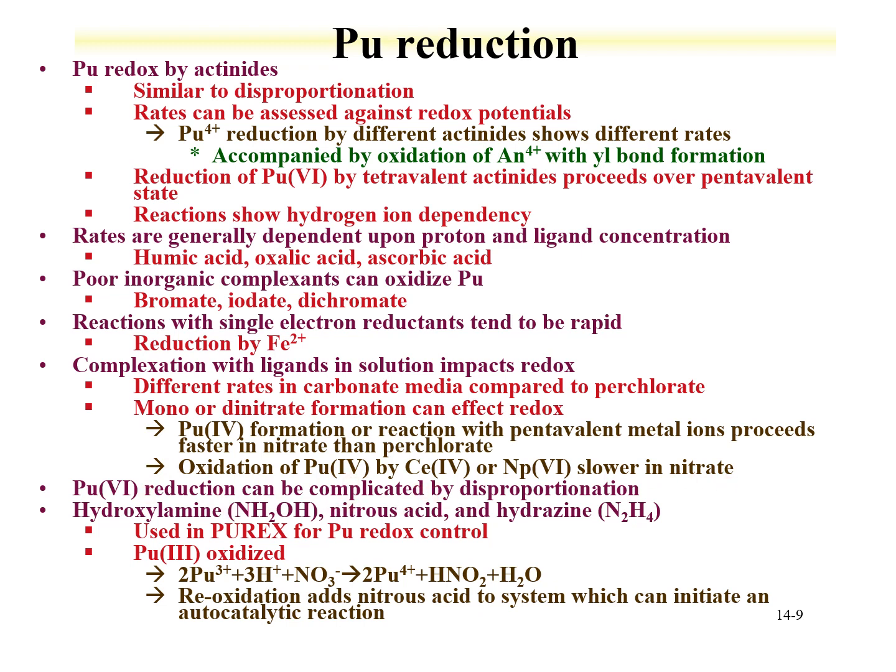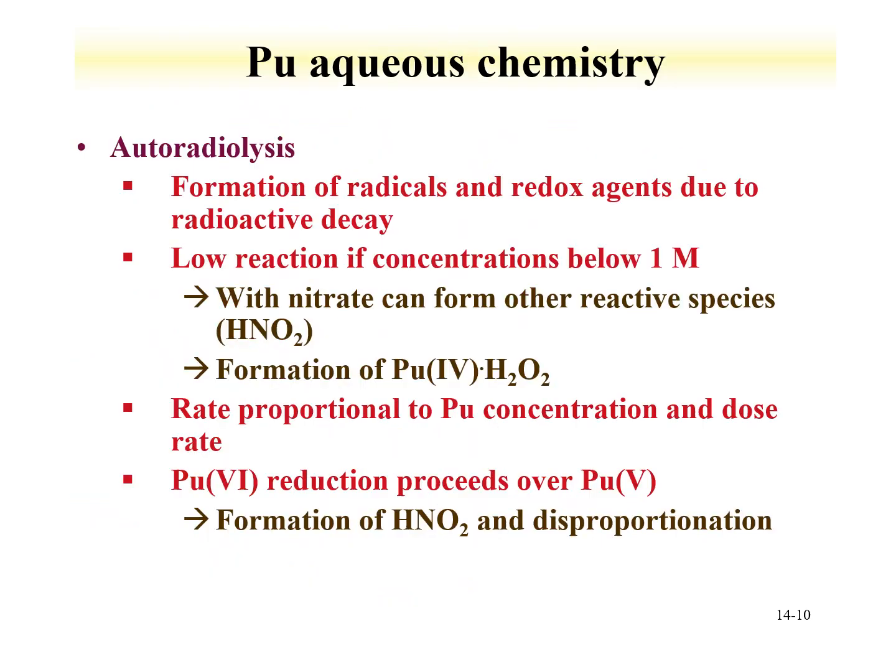And then there are some reducing agents that are used in the PUREX process: hydroxylamine with hydrazine, and production of nitrous acid in nitric acid. The hydroxylamine is used to reduce the plutonium from the 4 to the 3. However, plutonium-3 can be oxidized, producing this nitrous acid. It adds this nitrous acid to the system, which can run an autocatalytic reaction. So if I produce this, I can wind up reducing my plutonium down.